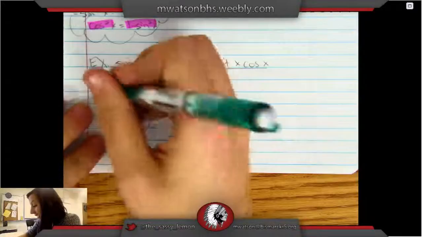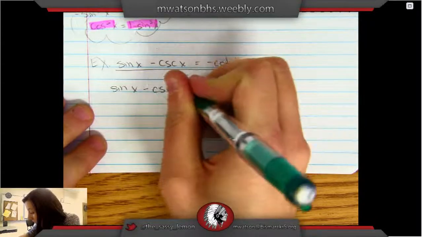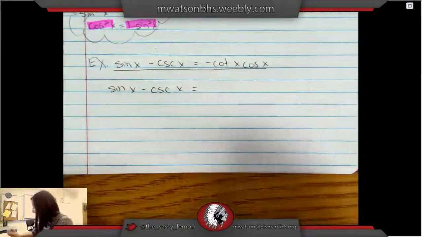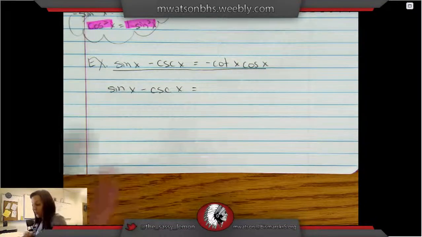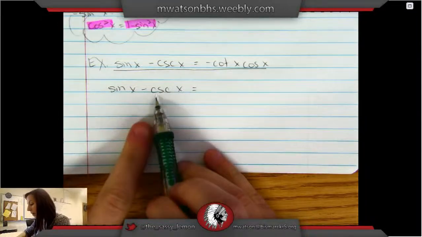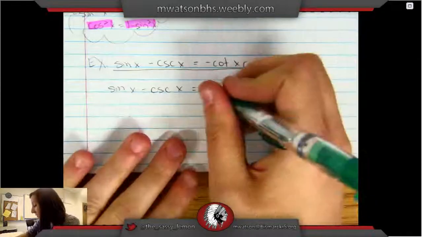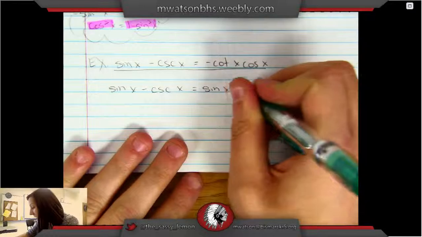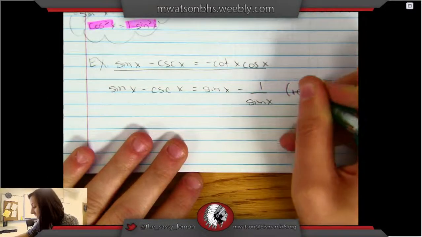And so I'm going to start with the left. I'm going to say, okay, sine x minus cosecant of x equals. And to bring two things together, when there's addition or subtraction in between them, we need to get common denominators. But something that I notice here is that cosecant can be changed into 1 over sine. So that'll give me the denominator that maybe I try to get in common. So I'm going to start with sine of x minus 1 over sine of x. And that's using my reciprocal.